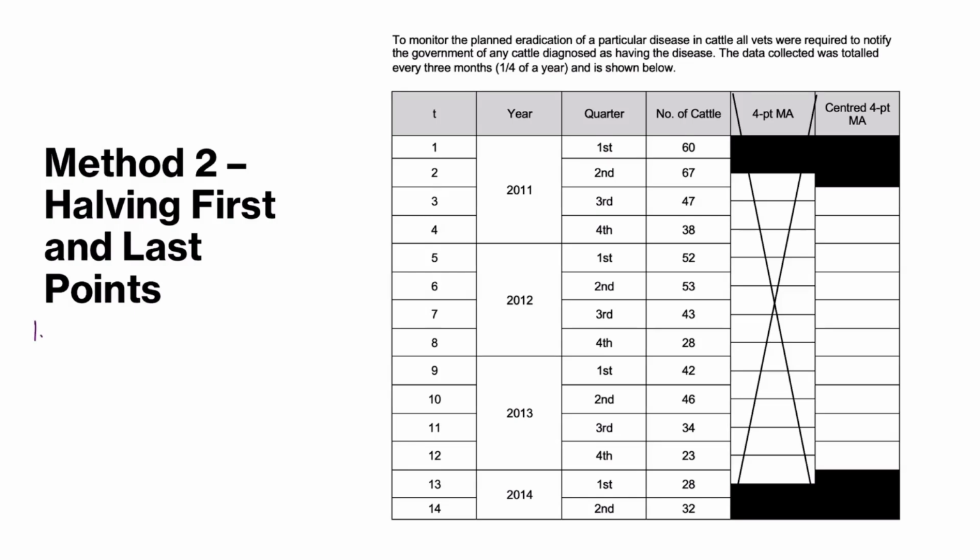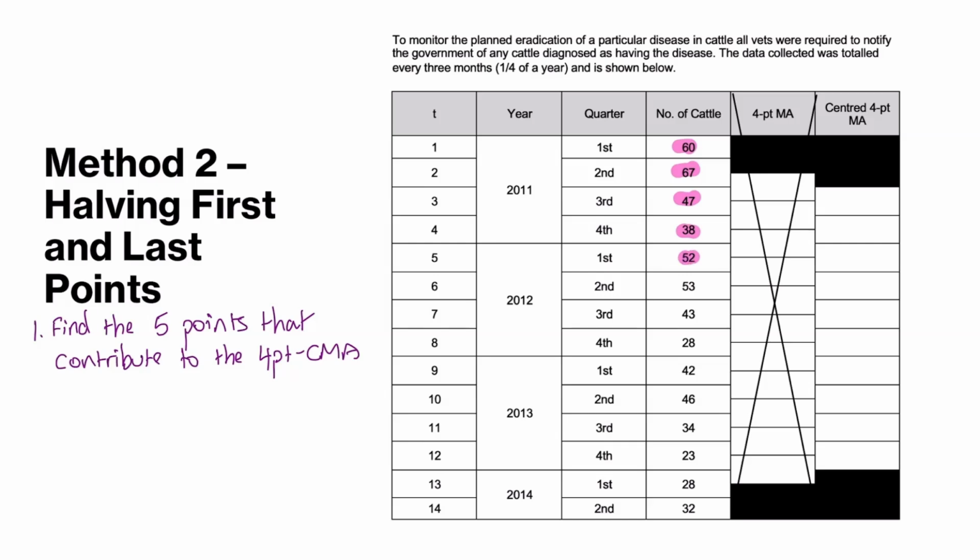The way that we do this is to first of all find the 5 points that contribute to the moving average. Keep in mind that this only works for a 4-point moving average. If it was a 6-point centered moving average, there would be 7 points which contribute to it. If it was an 8-point centered moving average, there would be 9 points that contribute to it. Once we find our 5 points, which I'll highlight here, 1, 2, 3, 4, 5.